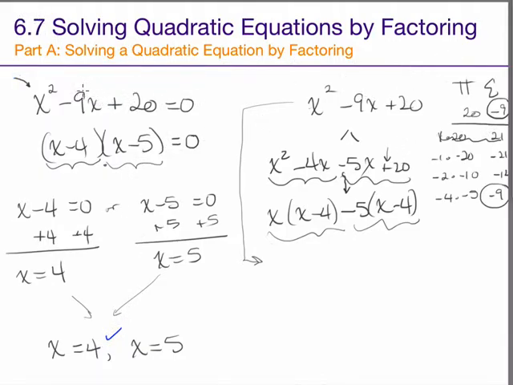What about 5? If I stick a 5 in there and in here, I get 5 squared, which is 25. 9 times 5 is 45, plus 20. 25 minus 45 is negative 20, and negative 20 plus 20 does in fact equal 0. So 5 also works. Not only have I found the solutions, but I also know that I must have factored it correctly.